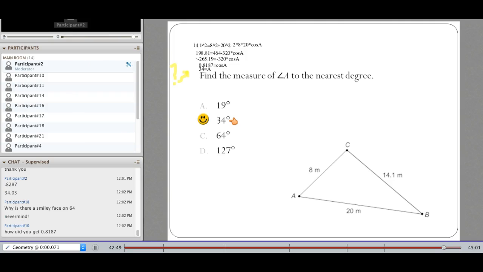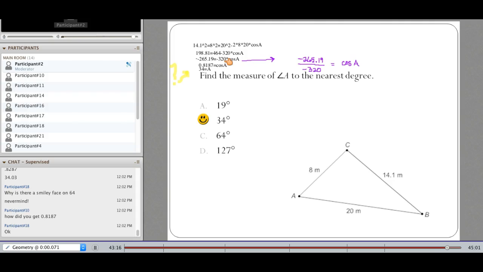We better move it, huh? 34. Okay, good question. At this step here, what you would do is take negative 265.19 and divide by negative 320, and that would equal cosine A. So you're taking the negative 320 and dividing it out on both sides. Do you guys see that?